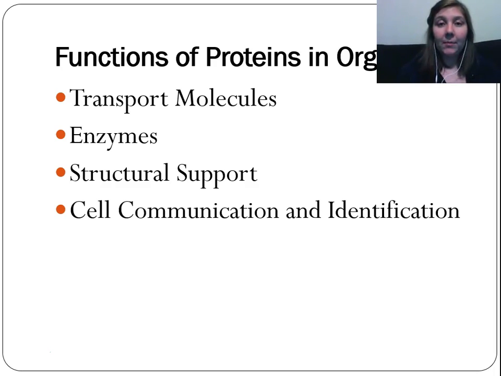Structural support, they make up actual parts of the cell, like the cytoskeleton, which gives the cell, animal cells at least, their structure. They're also going to make up part of the cell membrane. And cell communication and identification. So proteins on the outside of a cell are how your body recognizes what is part of our organism and what is not. Because bacteria and virus will have different proteins on their surface. That's how our immune system knows to attack those, but not our own body cells.